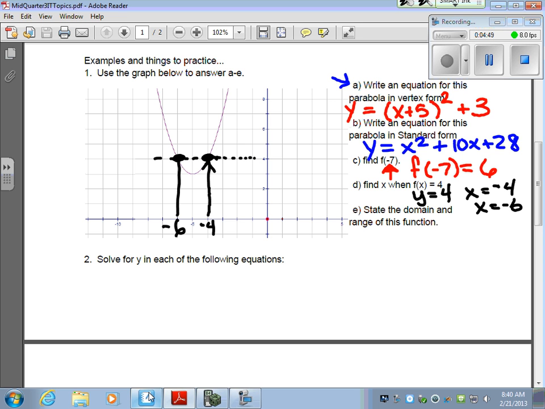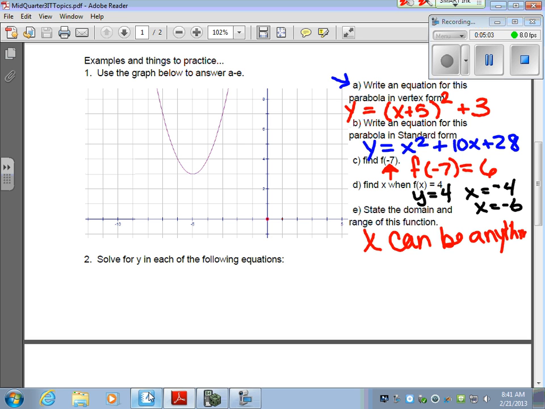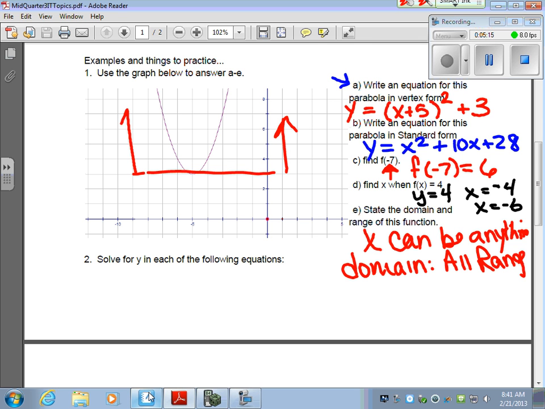Domain and range. So now we're looking at the parabola. Domain is all the x values, which I can see x can be anything. So the answer for domain is all real numbers. And range, I'm looking at y values, and I notice here that y is always greater than or equal to 3. So the range is dealing with the y values. I would just say y is greater than or equal to 3.